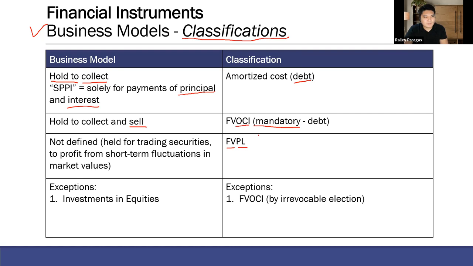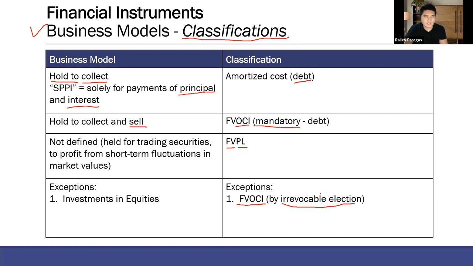So for example, if you have an investment in equities, the company, by irrevocable election, may classify it as FVOCI. So kapag inelect ng company, pinili niya na i-classify yan as FVOCI, he may do so. Pero irrevocable na yung classification nun. Hindi mo na maire-reclassify out of FVOCI eventually.